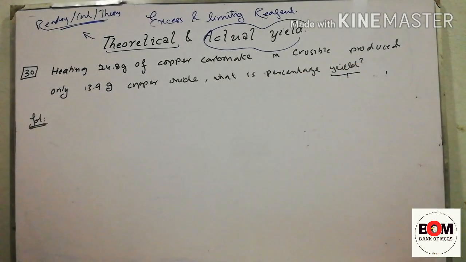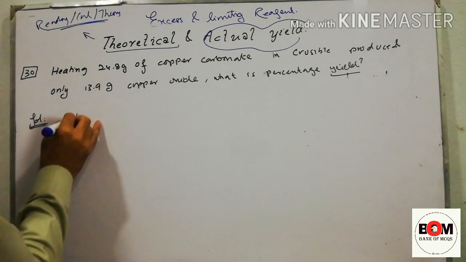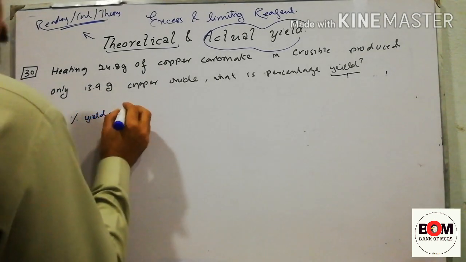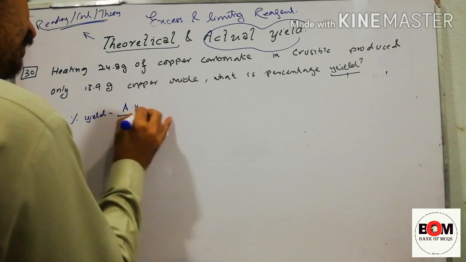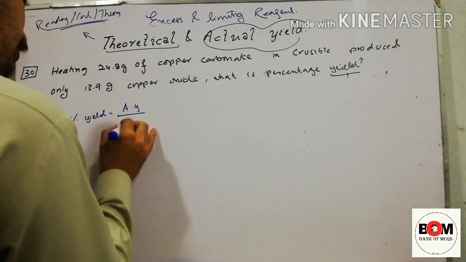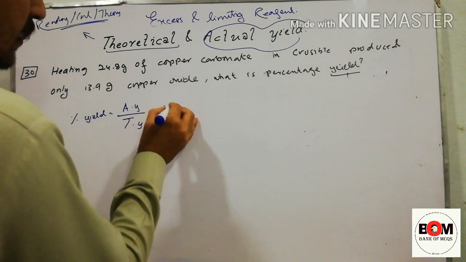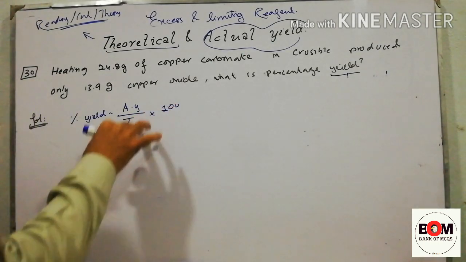What is percentage yield? Writing the formula of percentage yield: percentage yield is equal to actual yield, or practical yield, or experimental yield, divided by theoretical yield, multiplied by 100. So we need the theoretical yield and the actual yield.